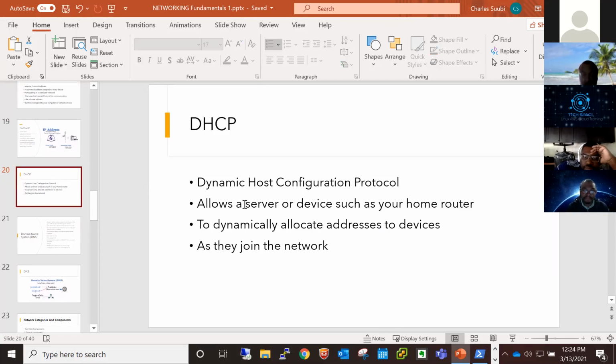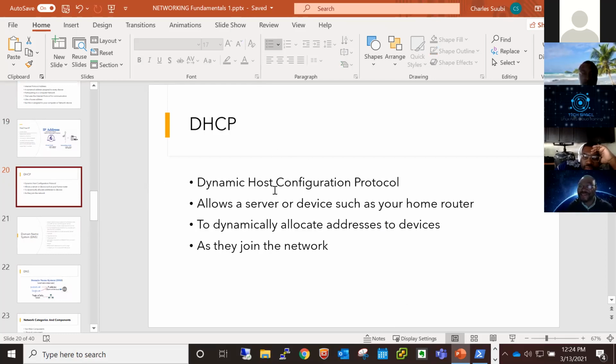So, Jonathan, I have a question. Is DHCP a protocol or a server? No, DHCP is a protocol, and the protocol is installed in a server for you to get a DHCP server. All right.